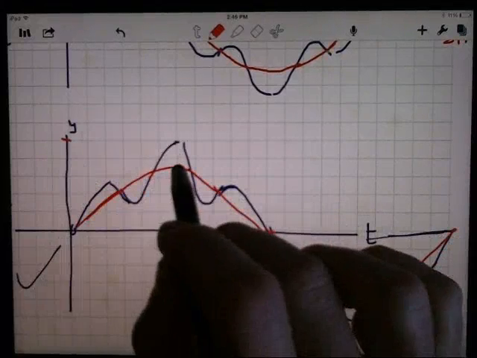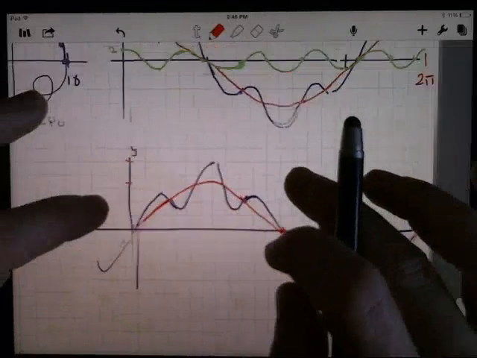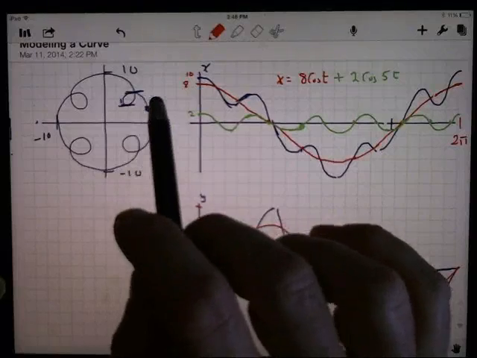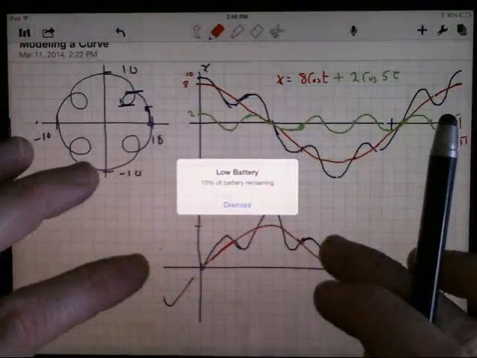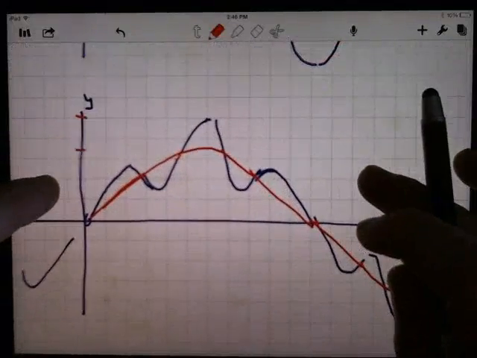If this was up at 10, what's that at? Well, the whole picture, remember, was fairly symmetric. So what's happening in the x direction is probably similar to what's happening in the y direction. My battery's about to die here. How about that? Better finish this video.